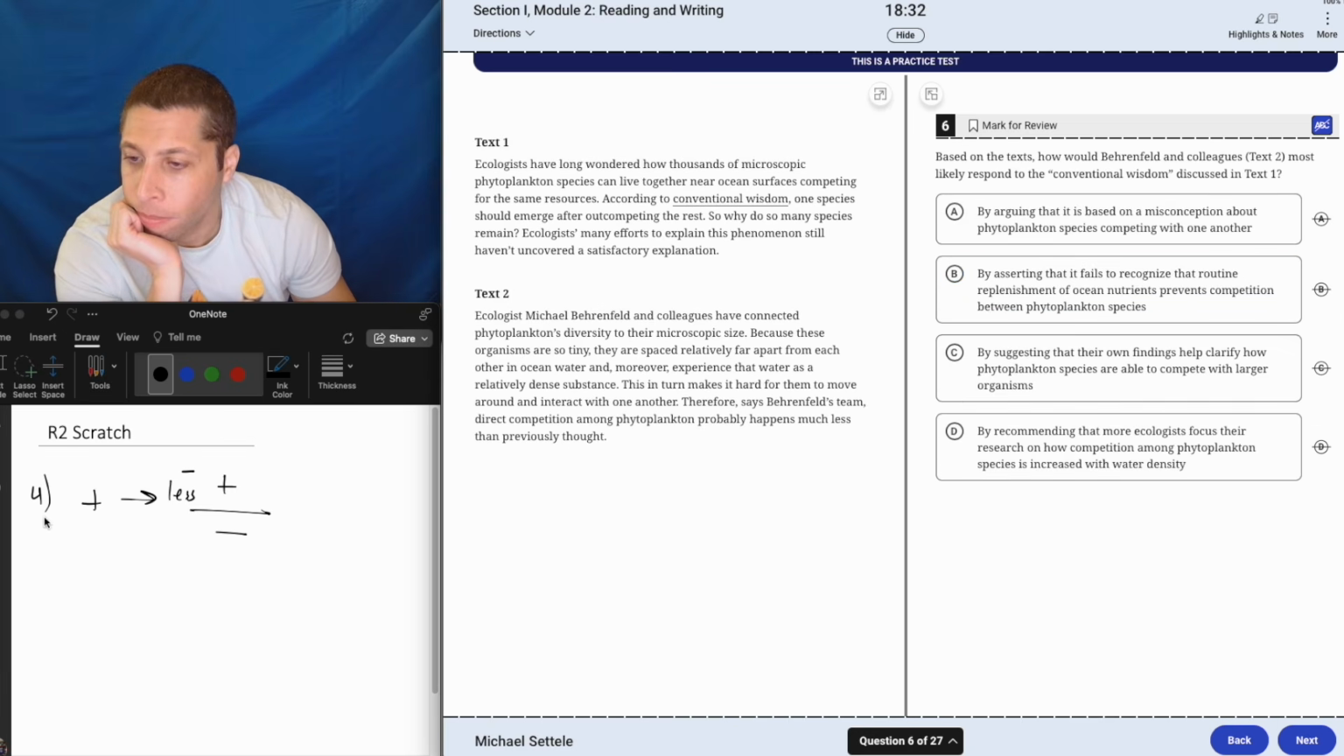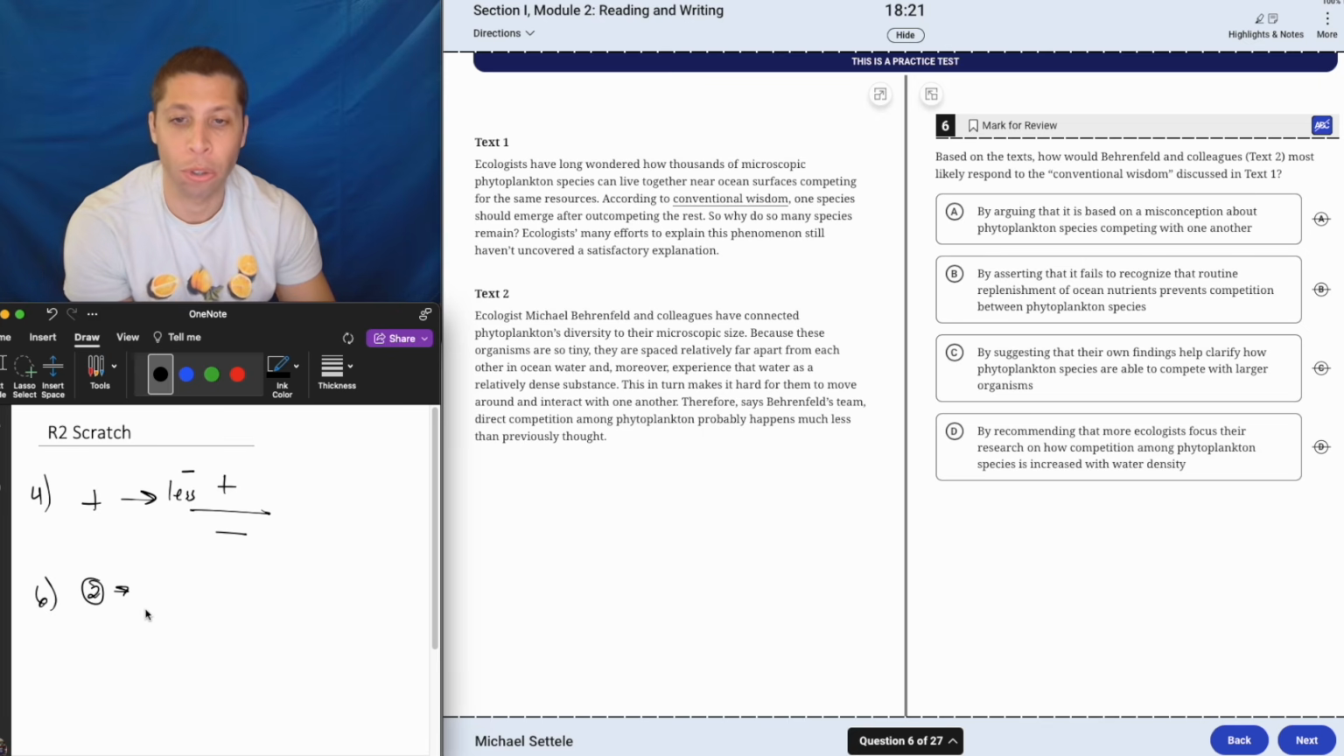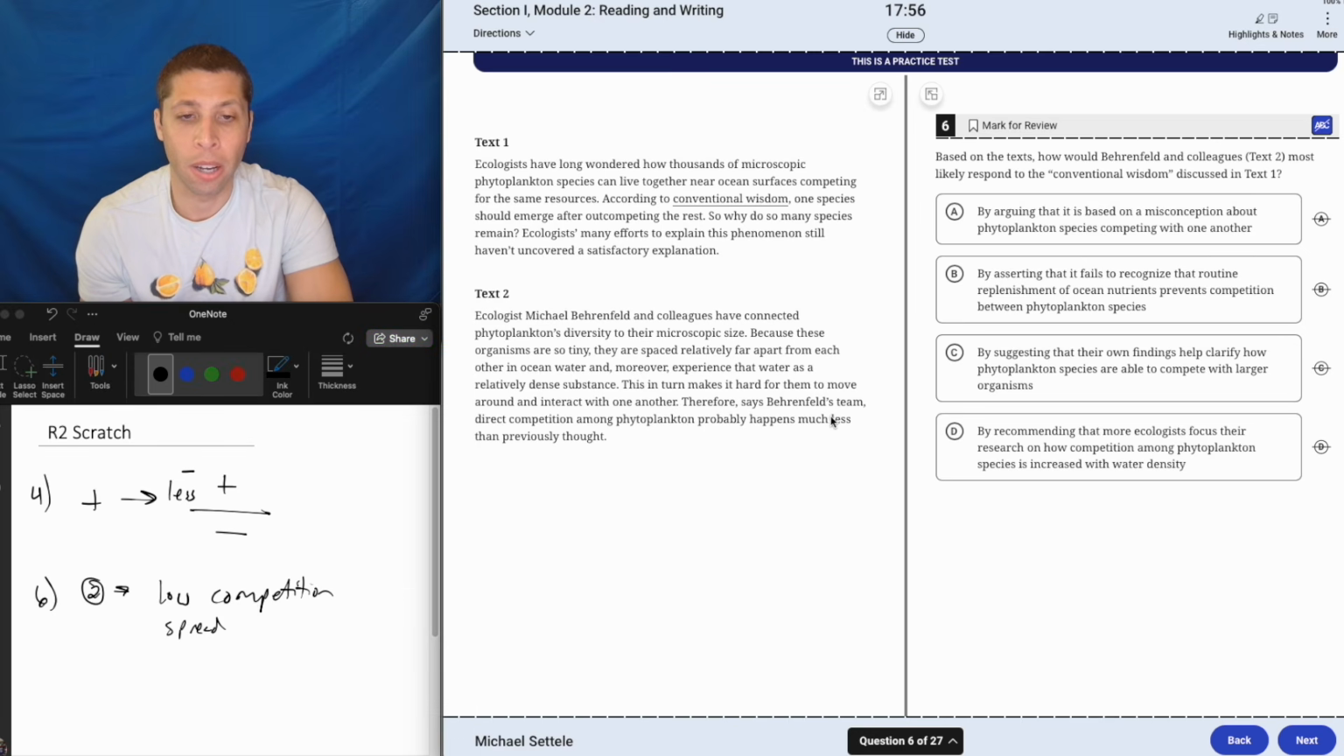Okay. All right. How would text 2 respond to text 1? Let's do 2 first. Ecologist Michael Barenfeld and colleagues have connected phytoplankton's diversity to their microscopic size. Because these organisms are so tiny, they are spaced relatively far apart from each other in ocean water and, moreover, experience that water as a relatively dense substance. This, in turn, makes it hard for them to move around and interact with one another. Therefore, direct competition among phytoplankton probably happens much less than previously thought. So, low competition. And the fact that they're spread out makes maybe a difference. But much less than previously thought. I'm going to guess that that's what text 1 is going to be about.